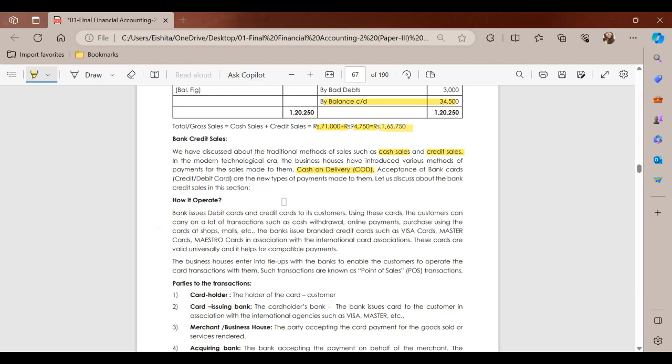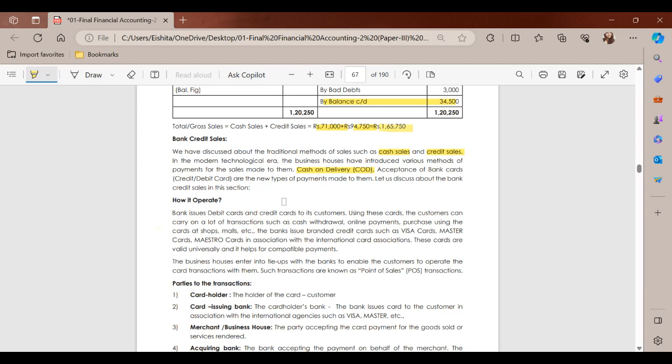Bank issues the debit card and credit card to the customers. Using these cards, the customer can carry out a lot of transactions such as cash withdrawal, online payment, and purchases using the cards at shops, malls, etc. The bank issues a branded card such as Visa card, MasterCard, or Maestro card in association with an international card association. These cards are valid universally and it helps for compatible payments.